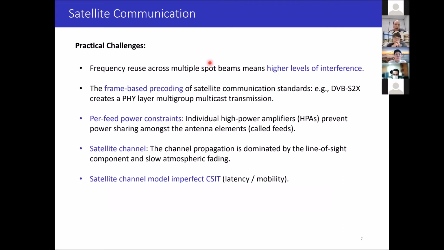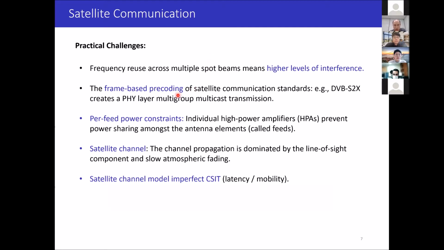Right, so what are the challenges? The first challenge is to move away from high frequency reuse. Frequency reuse has been used quite a bit in satellite communication. And if you move away from high frequency reuse and you try to aim at frequency reuse of 1, then you have a higher level of interference.